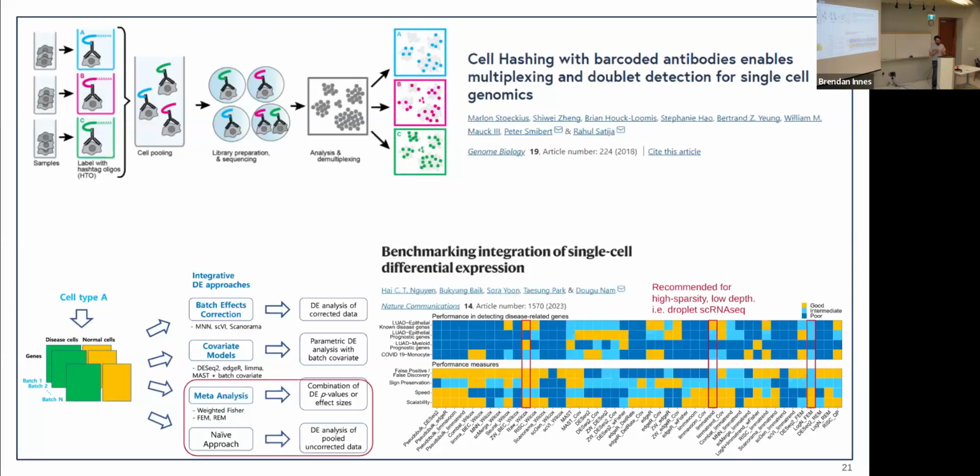And it turns out that they tested it on a variety of different experimental contexts, like full length or high throughput single cell. But in the high sparsity, low depth context that they were testing, which is the equivalent to your Drop-seq type thing, the things that performed best were, and I've highlighted them here, although you probably can't see them, but you can go to this paper and read it, either meta-analysis or just naive Wilcoxon rank sum test on the raw, unbatch-corrected data.